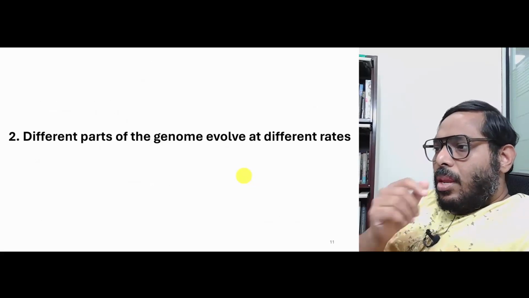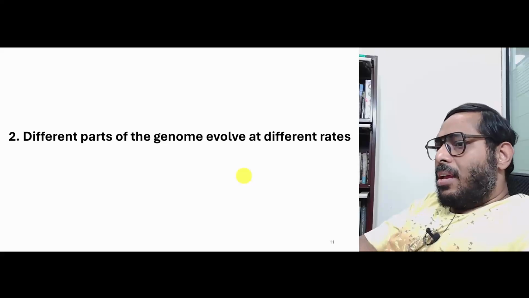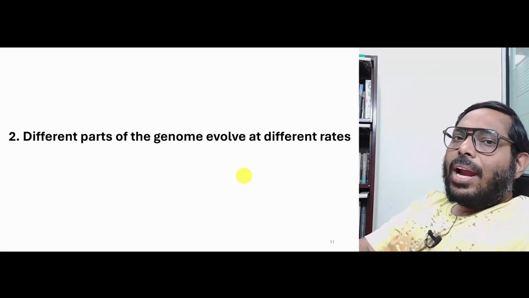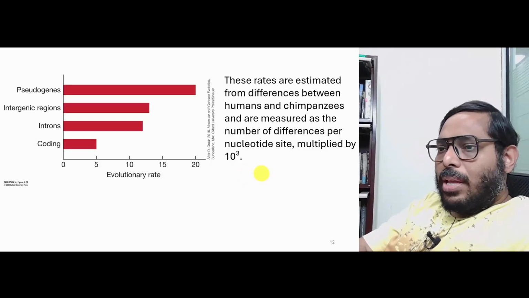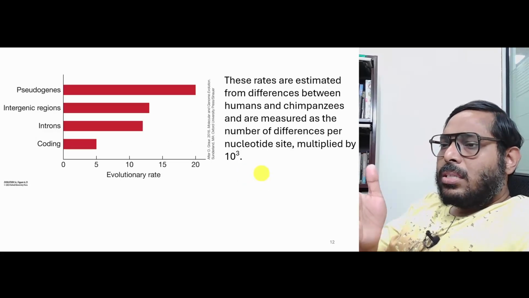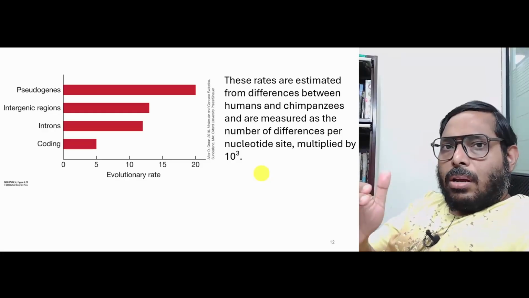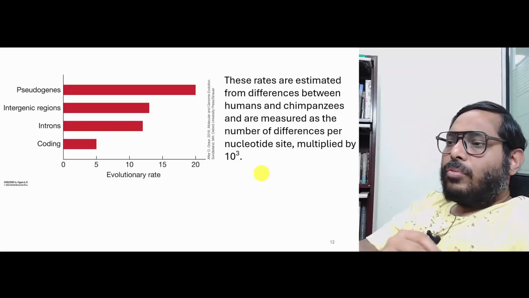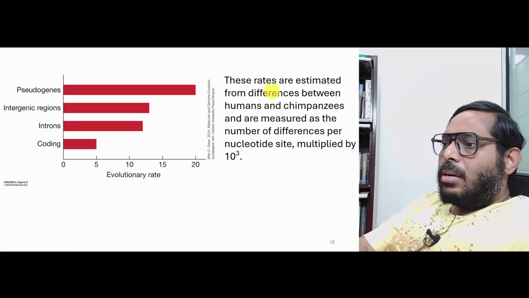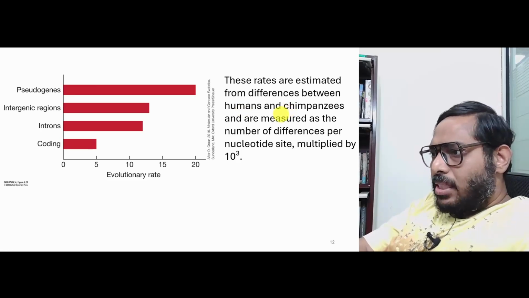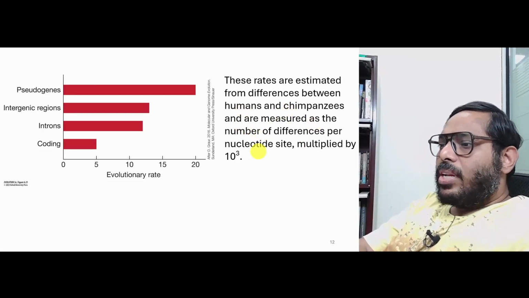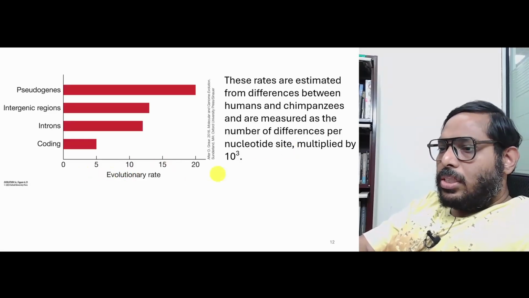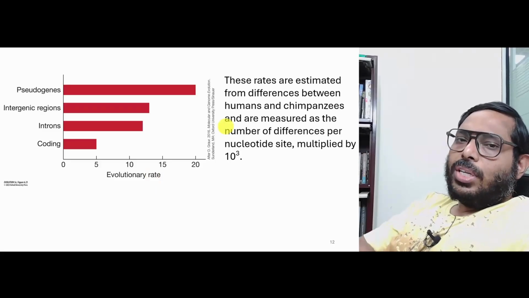Now, that was the first observation. The second observation, very interesting, is that the different parts of the genome actually evolve at different rates. Now, what do I mean by that? So, here is some figure about the evolutionary rate for different components of the genome. So, this is estimated from differences between humans and chimpanzees, and these are measured as the number of differences per nucleotide site multiplied by 10 to the power 3. So, that is what is there on x axis, that is what we are calling as evolutionary rate.